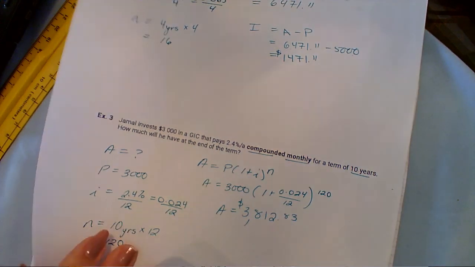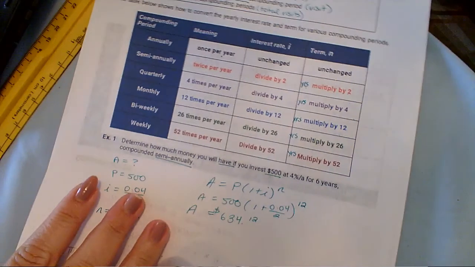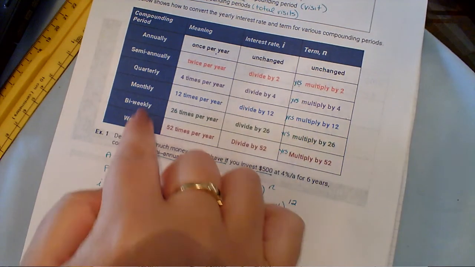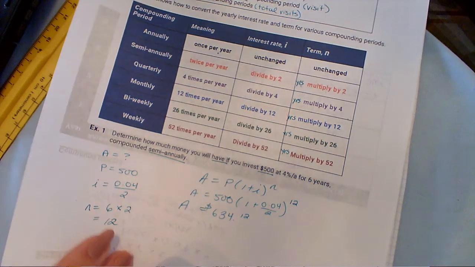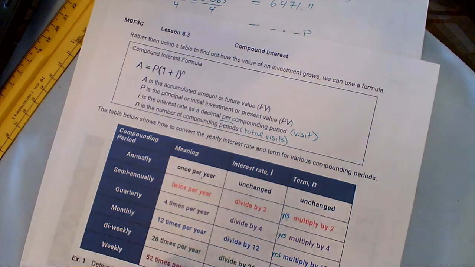So that will definitely take you through 8.3. You have the table, so you've seen monthly, you've seen quarterly, semi-annually, but just in case you see weekly or bi-weekly, you just follow the table and do what it says. Pretty straightforward. And you're going to find your practice in the 8.3 section of the practice book.